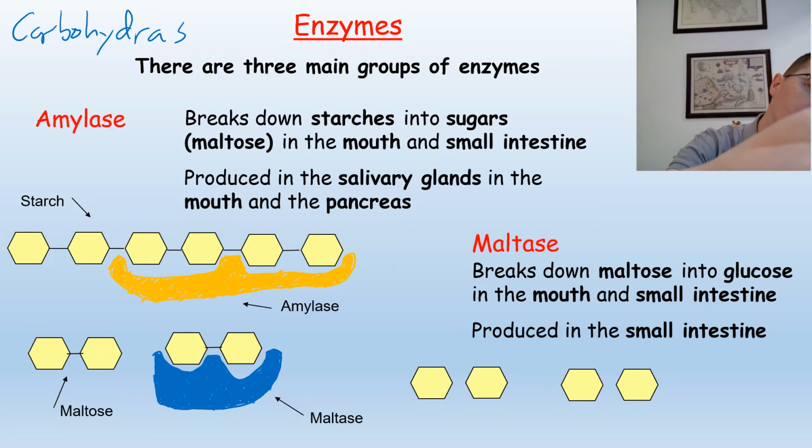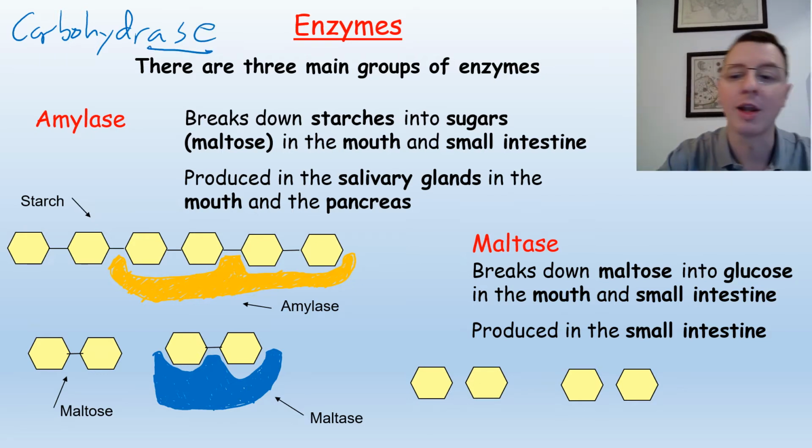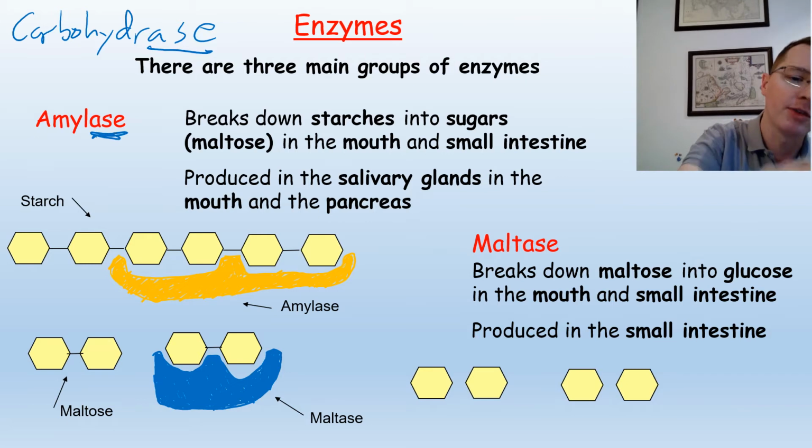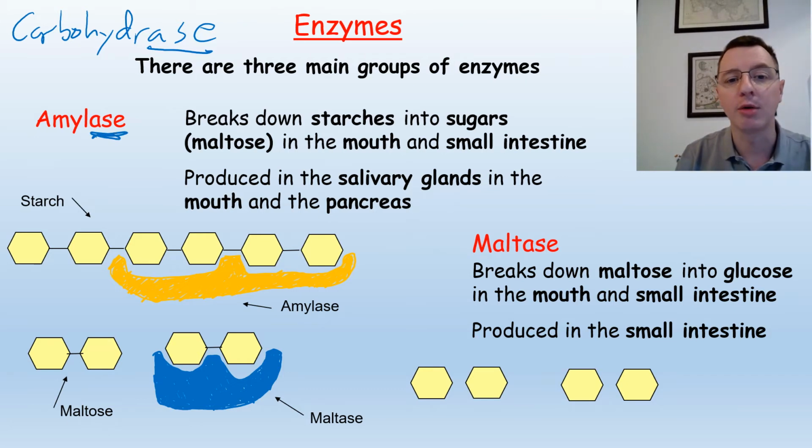Carbohydrases. Again, underlining the A's. There's a couple of different enzymes in your body that fit into this carbohydrase group, and these are enzymes that break down carbohydrates. For example, we have the enzyme amylase, which will break down starches into sugars, in particular the sugar maltose, and this occurs in the mouth and the small intestine.